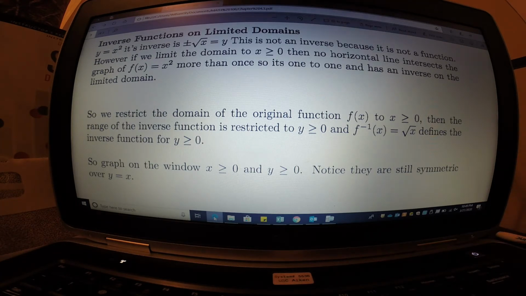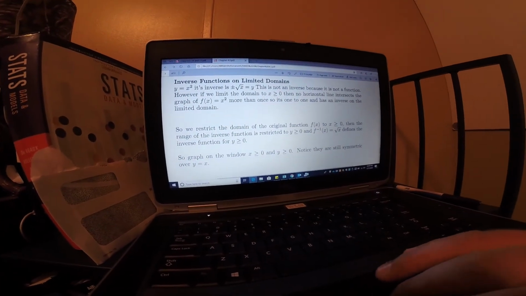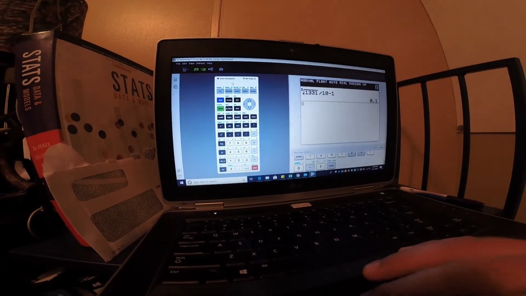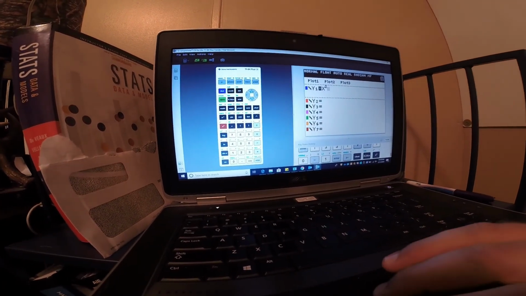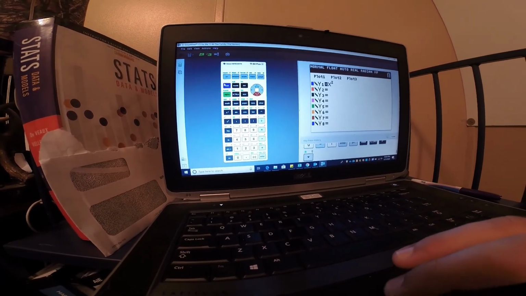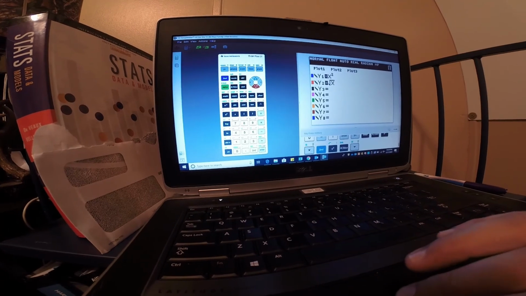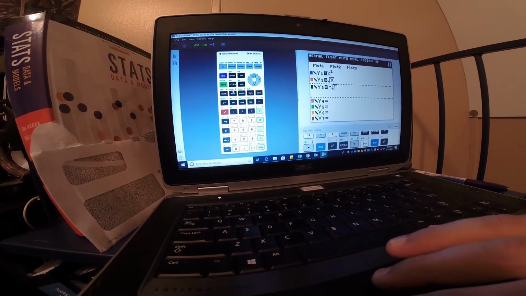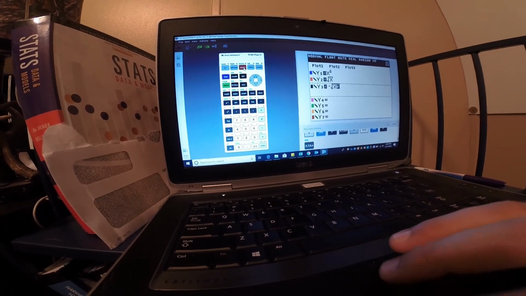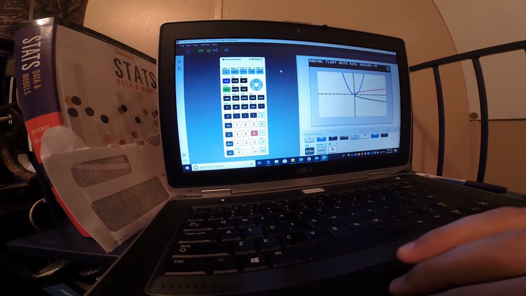Okay, so I'm going to pick it up. What we have here, we've got y equals x squared, and we've got y equals the square root of x. And if you want to look at both sides of it, before we limit the domain, you're looking at the negative square root of x as well. I'm going to do a standard zoom or viewing window.